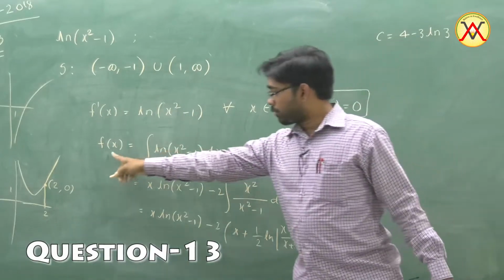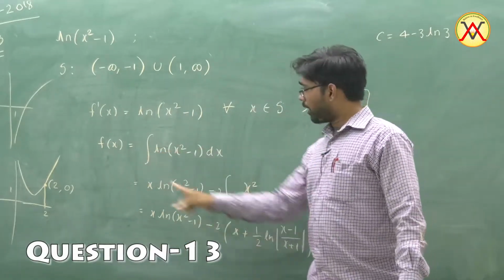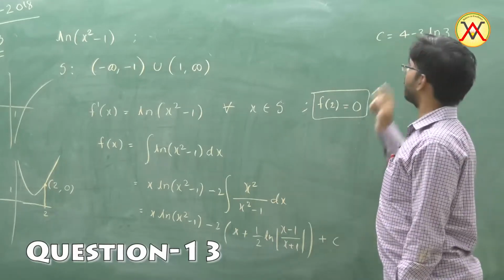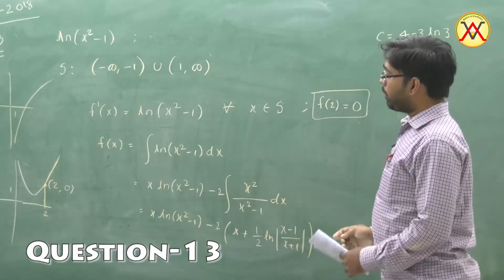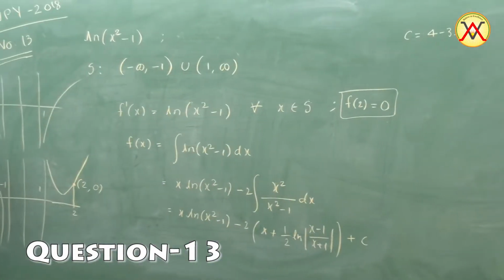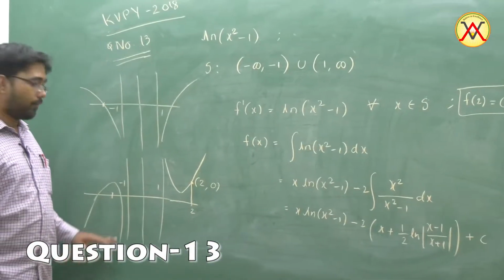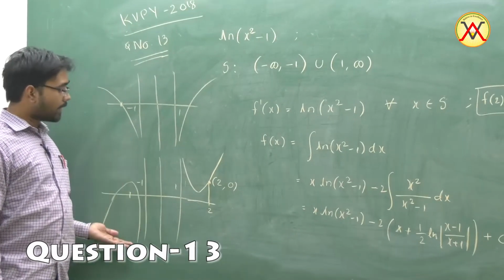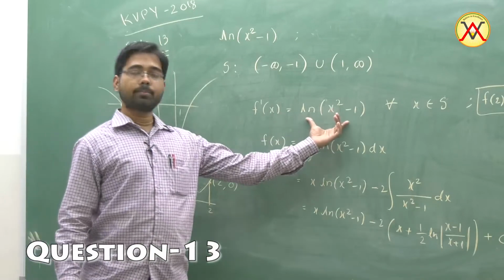Put x equal to 2 and f of x as 0. So from there we'll get c. c equals to 4 minus 3 ln 3. So now there is a condition only on this. Now this branch is free. We can just add some constant to this branch. Still the derivative is going to be this for all the points.